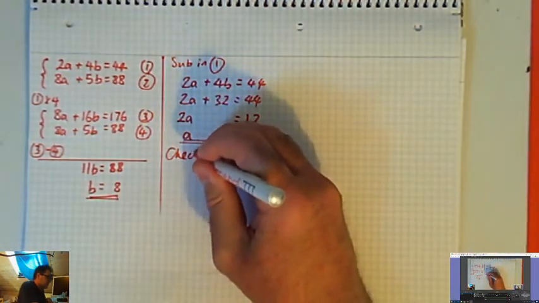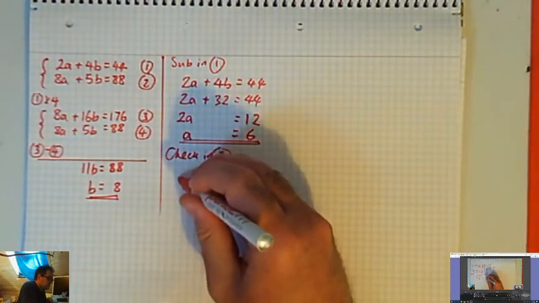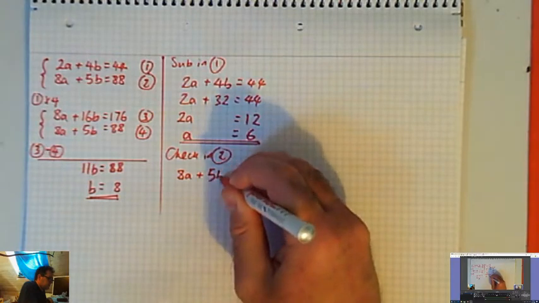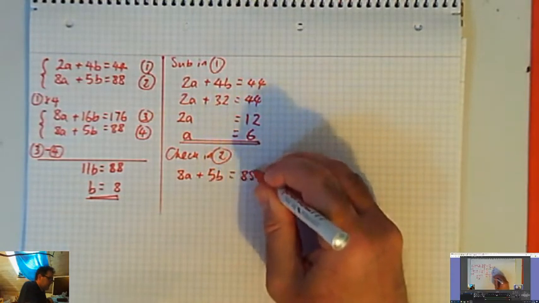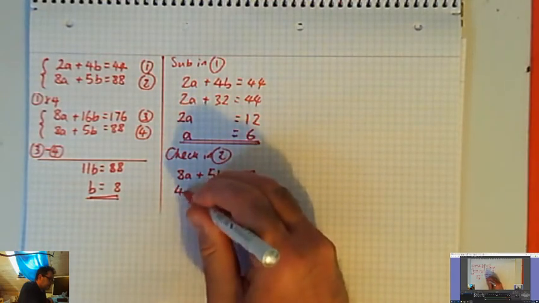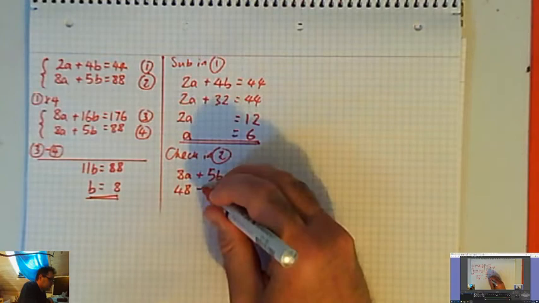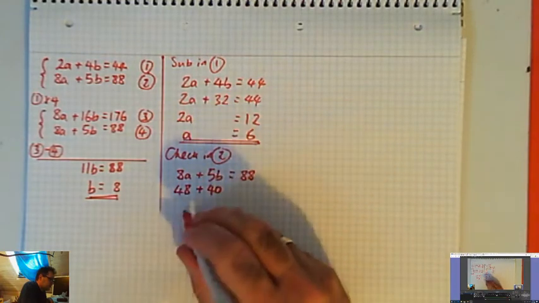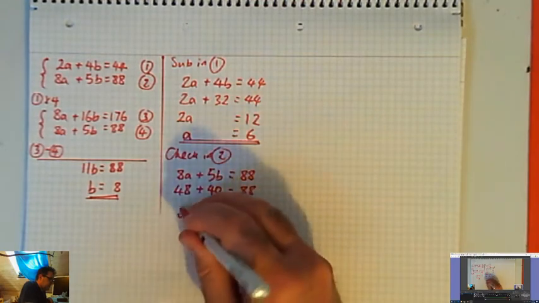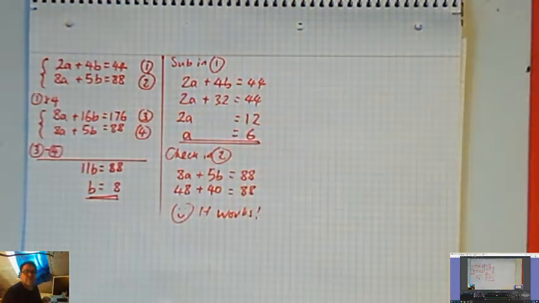And then just to be sure, check it in equation 2. Equation 2 was 8a plus 5b equals 88. 8a is 8 times 6, which is 48. 5b is 5 times 8, which is 40. So 48 plus 40 does equal 88. So we know that we've got that one right.